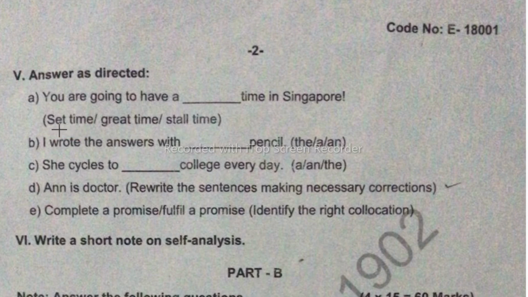First of all, let's see the meaning of all these. What is the meaning of set time? Here, students, set time means to arrange something or to make some meeting. We need to arrange the time to organize some meeting. That will be the set time meaning. So this one we cannot use here because in Singapore they don't have any meeting.